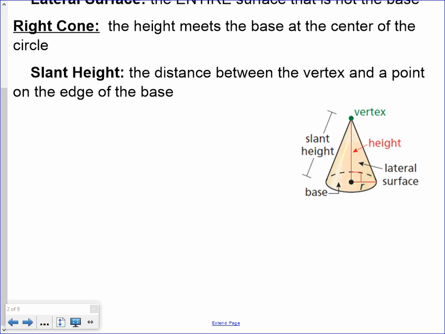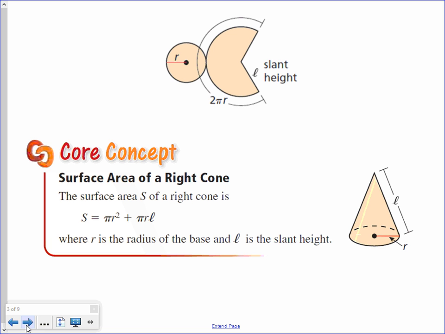So anything you see marked on the outside of the cone going down at a diagonal, that would be your slant height. And then anything you see marked perpendicular in the cone up and down at a right angle, that would be your normal height. So just like pyramids, we're going to use the slant height for surface area, and we'll use the normal altitude height for volume because it's on the inside. Okay? So surface area of a right cone is literally the same formula.